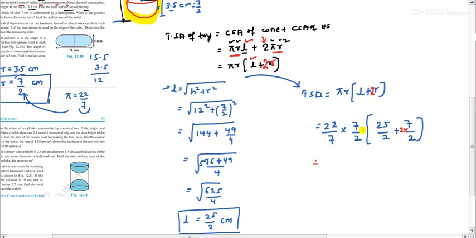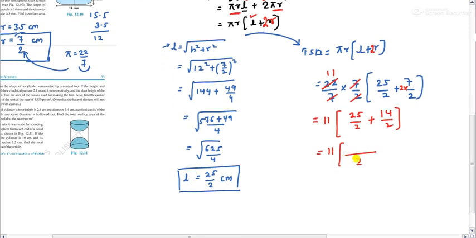Got it? Now after solving this, here 7 7 will get cancelled and here 2 11s. So outside of bracket I'm getting 11 and here 25 by 2 plus, either I can cancel this or I can write like this, 7 2s are 14 by 2. I'm keeping 2 as denominator so that I can do LCM easily. So I'll get 11 into, what is 25 plus 14? It is 39 divided by 2. So 11 into 39 by 2.